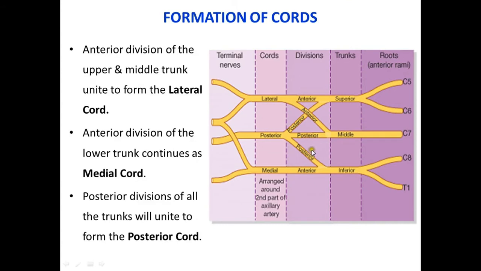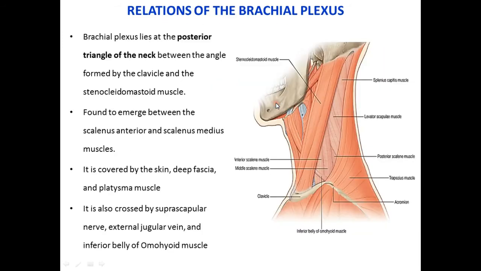Now how are the cords formed? The anterior division of the superior trunk and the anterior division of the middle trunk, you can see here, when they unite together, form a cord. That cord is known as the lateral cord.